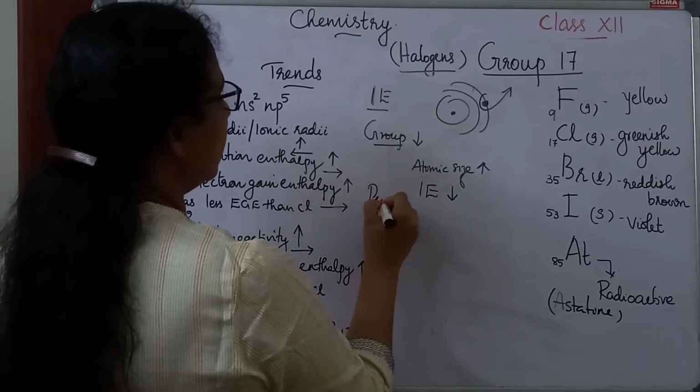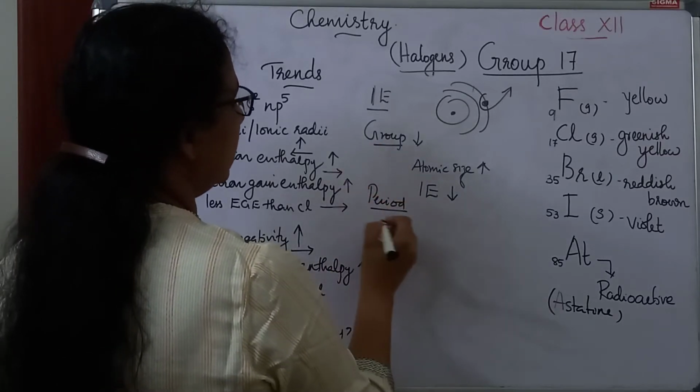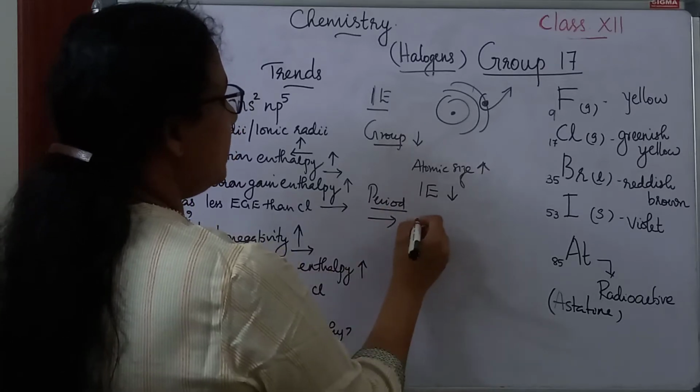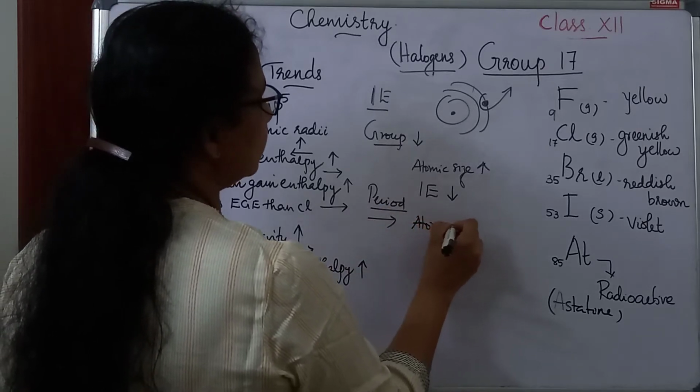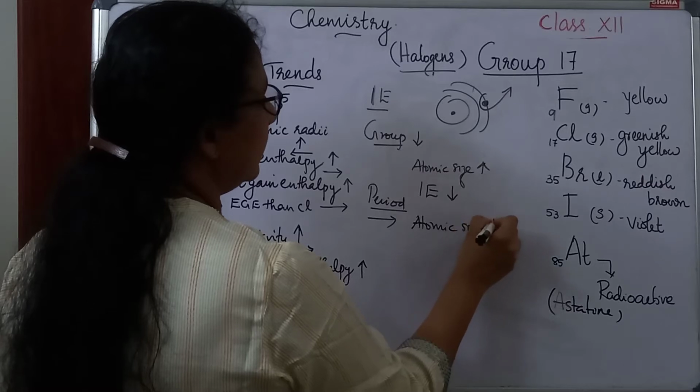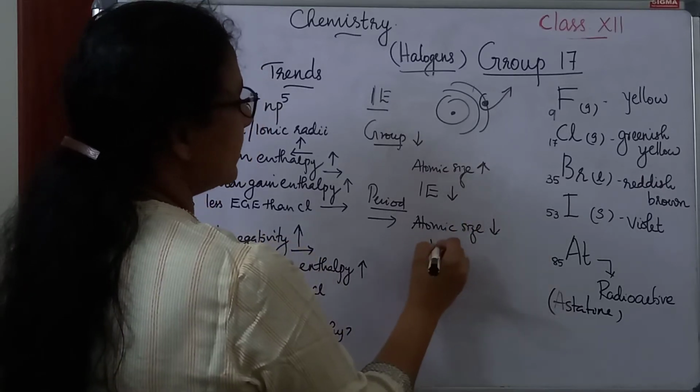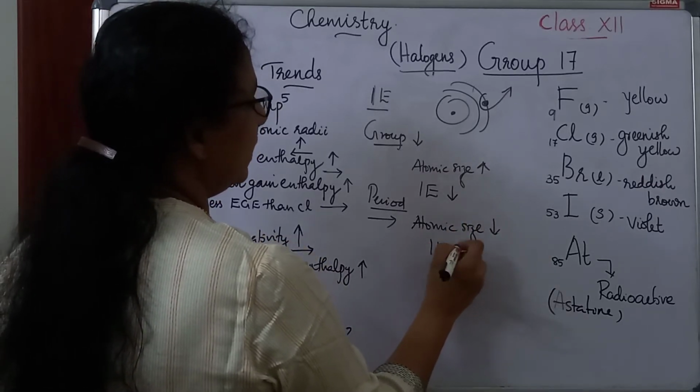What happens in a period? In a period we have seen atomic size decreases, so ionization enthalpy will increase.